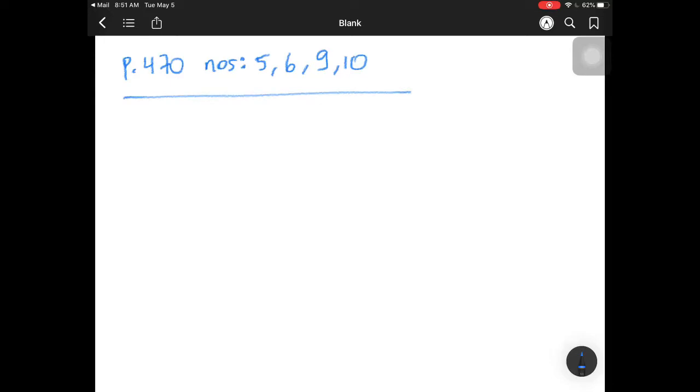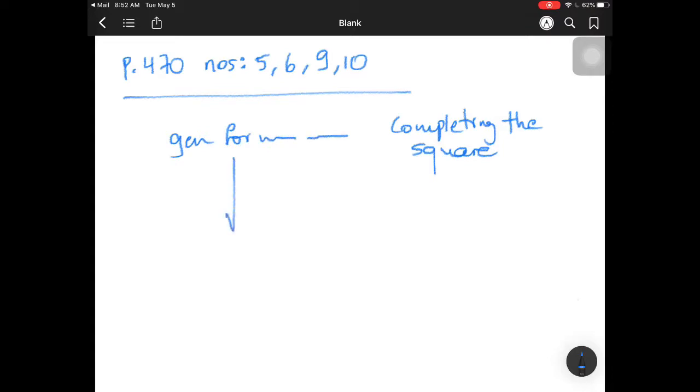And what we're going to do now is go through the method that is completing the square, in order to go from the general form of the equation of a circle to the center-radius form of the equation of a circle. So that's what we're going to do next.